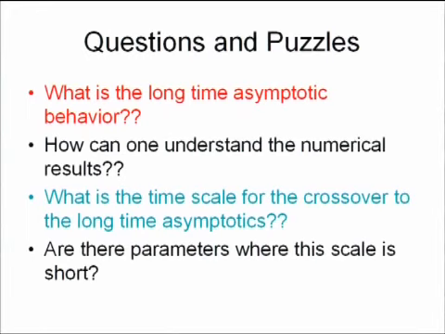How can one understand the numerical results? Even though they are not asymptotic, it's interesting. It means the second moment goes with a certain power. So first of all, is it something real, or is it a problem of the numerical scheme, or is there something else?